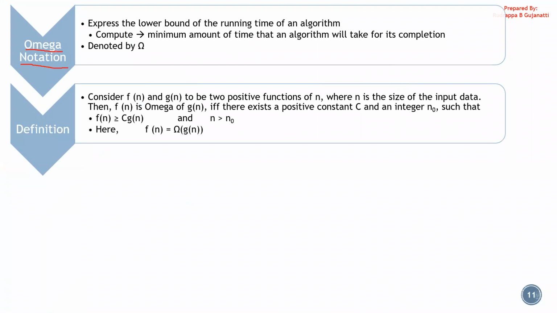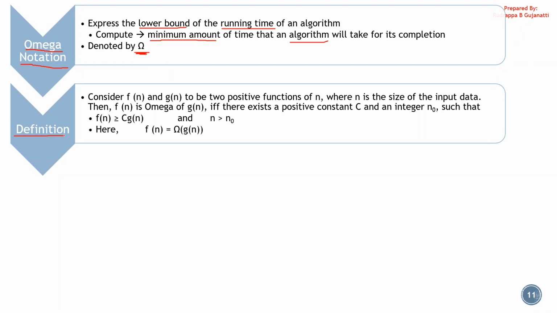So what does omega notation give me? It gives me the lower bound of the running time of an algorithm, which basically tells us the minimum amount of time which will be consumed by the algorithm in order to complete its entire execution. So it is just the opposite of the Big O notation. It is denoted by the symbol omega.